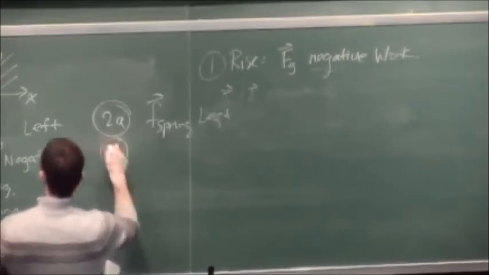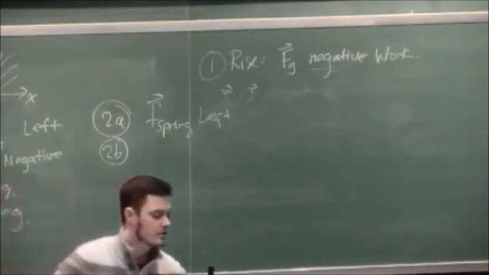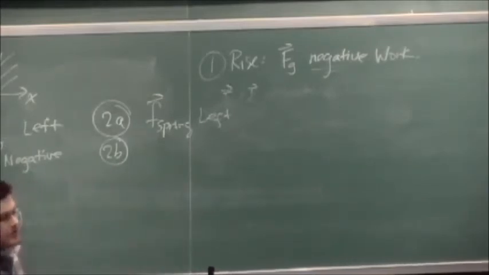Now, for 2B, things are probably not the same. So is the work negative or positive in this case? And why is it positive? So you're saying the force is the same direction as the displacement vector? Yes, that's absolutely correct. Now, is there a second argument that you can make for that?